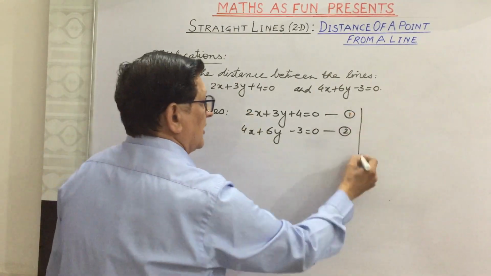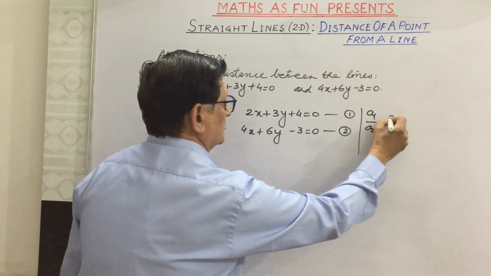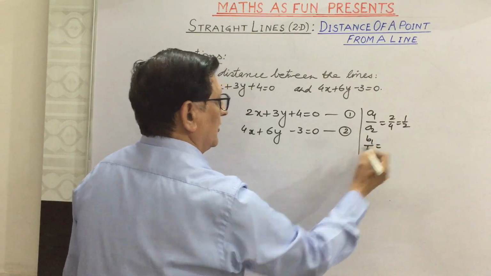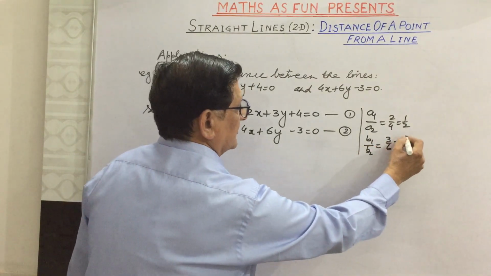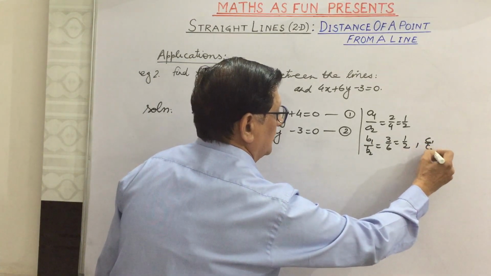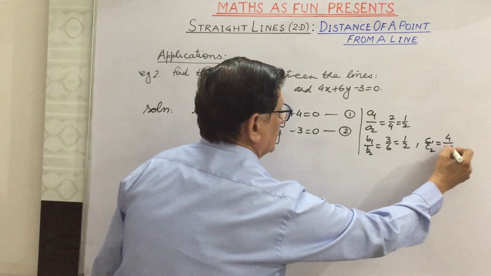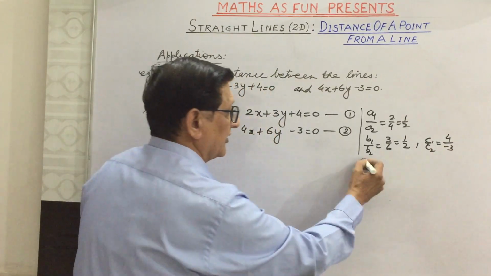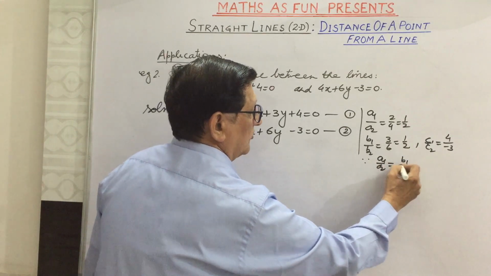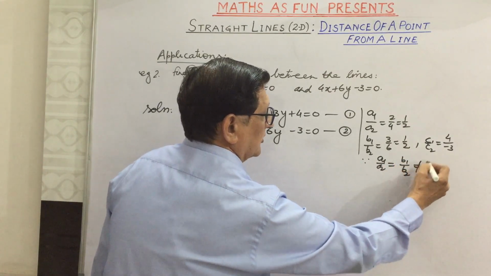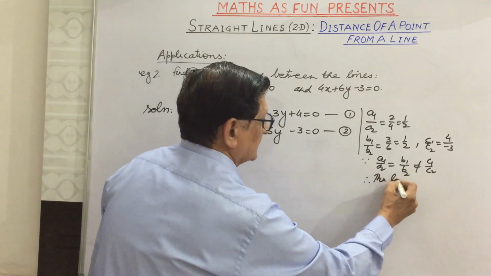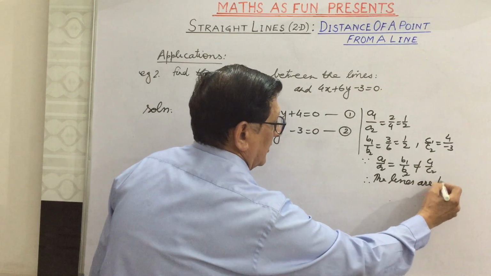We find here a1 upon a2 is 2 upon 4, that is 1 by 2. And b1 upon b2 is 3 upon 6, that is also 1 by 2. Whereas c1 upon c2 is 4 upon minus 3. So we find here a1 upon a2 is equal to b1 upon b2 is not equal to c1 upon c2. Therefore, the lines are parallel.